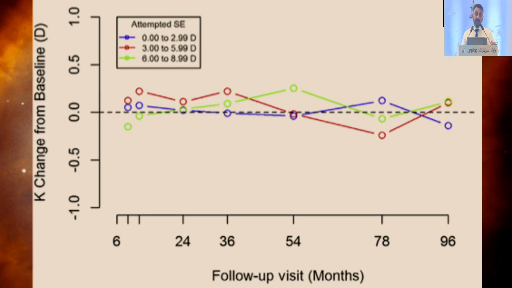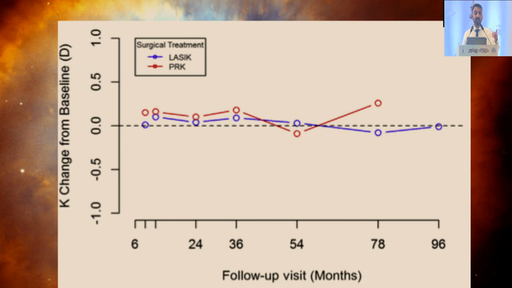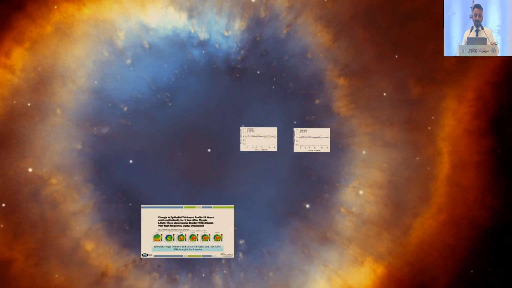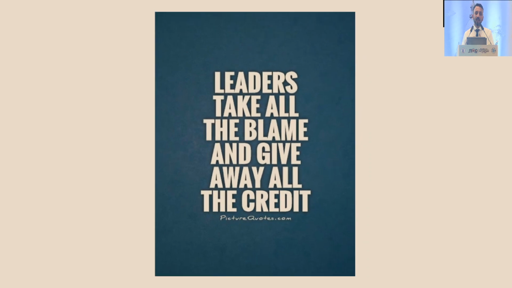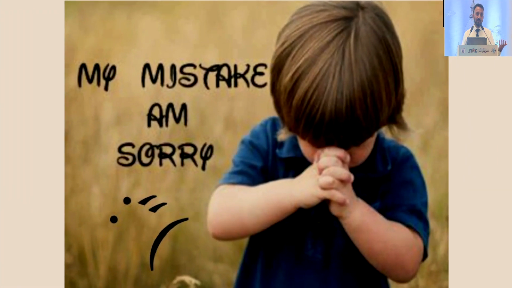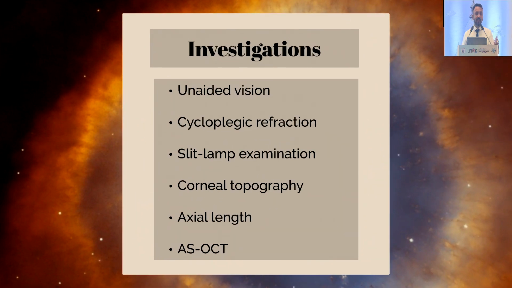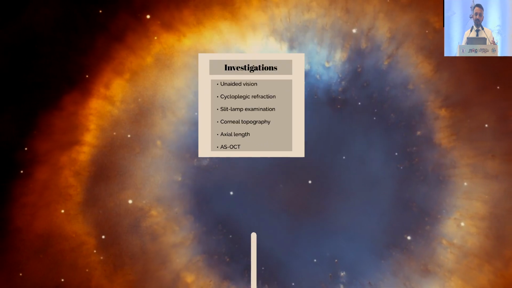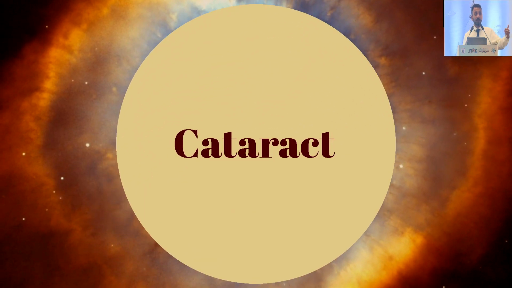Similarly, there are other papers which showed that even long-term, irrespective of moderate, low, or high myopia, irrespective of whether it's PRK or LASIK, the change in K value is hardly much. So K value remains stable. Hence, if we have not documented all such things, we love to take the blame. And then we have to say sorry, just because we did not document the axial length measurement preoperatively, and hence we have to cut a sorry figure. So all we need to do is a proper pre-op workup.